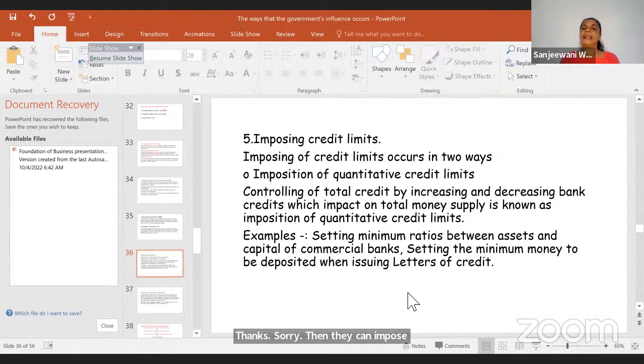So what is this? Credit limits can be imposed in two ways: imposition of quantitative credit limits and qualitative credit limits. So what are quantitative credit limits? Controlling of total credit by increasing and decreasing bank credits, right? Quantity in the sense of number-wise, children. They can set a minimum ratio between assets and capital. They can set a minimum money to be deposited, right, when issuing letters of credit. So that is quantitative, number-wise.